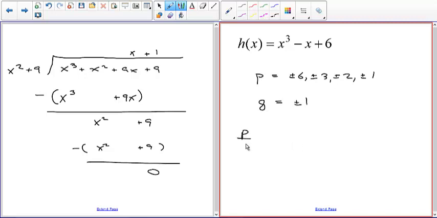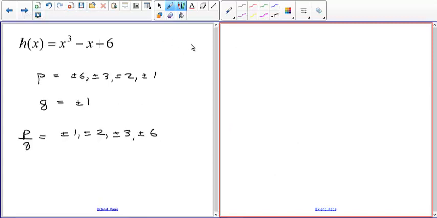So if we look at p divided by q, it's basically all these numbers: plus minus 1, plus minus 2, plus minus 3, plus minus 6. So these are the possible zeros. We can use synthetic division to do this the quickest way. Put the coefficients of the original polynomial in. Remember, there's a 0 for x squared. And typically, you choose 1 first. See where we get.